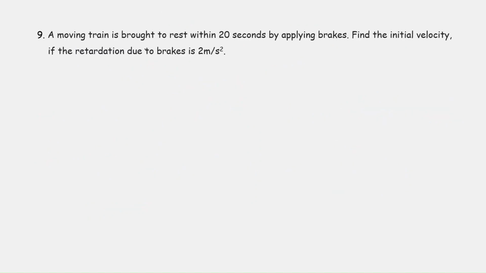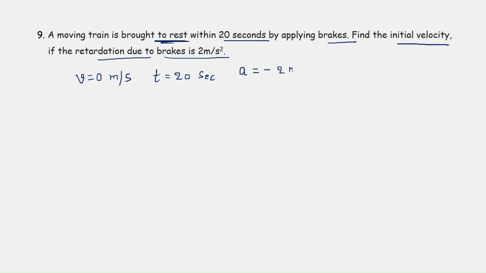Here is our ninth question. A moving train is brought to rest within 20 seconds by applying brakes. Find the initial velocity if the retardation due to the brakes is 2 meter per second square. Okay, so let's note down what all things they have given. Very easy. First thing, there is a moving train brought to rest. That means initially there is a velocity and final velocity they have given as 0 meter per second. So we just have to find out the initial velocity. Final velocity, brought to rest, so v equals 0 meter per second, and time taken is 20 seconds. Okay, and retardation, which is nothing but negative acceleration, is 2 meter per second square.